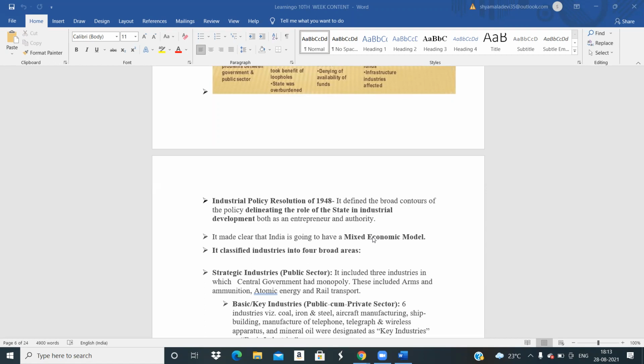What is liberalization? That means removing government control. There is no government control. Hardly a few industries are under the control of the government. Most of the industries are under the private sector. Is it not so now?